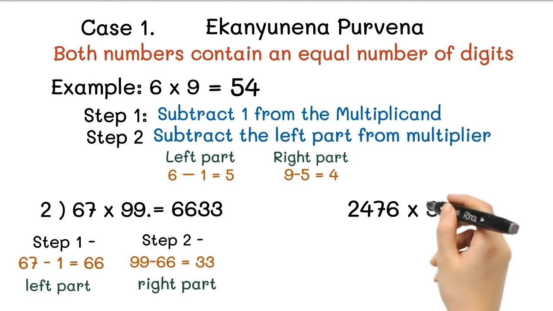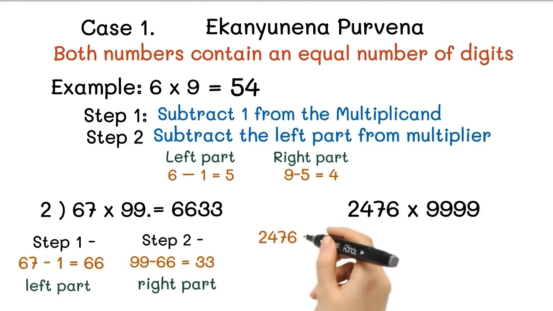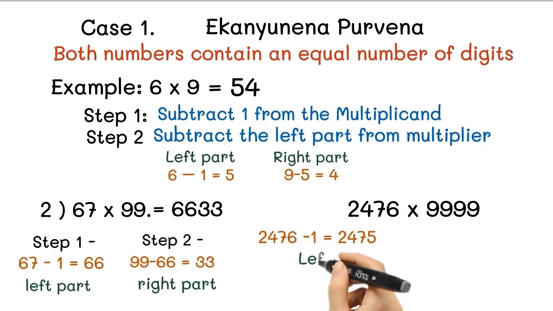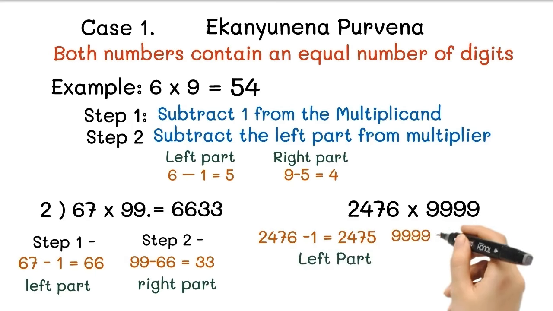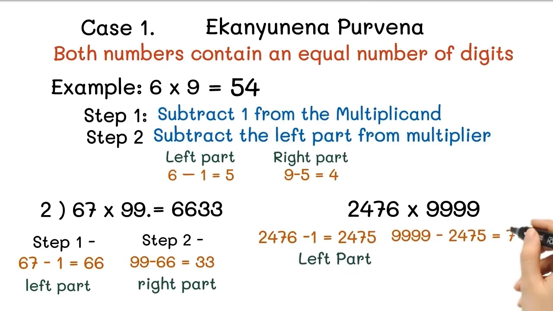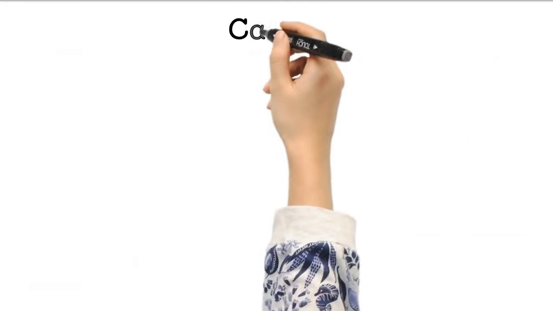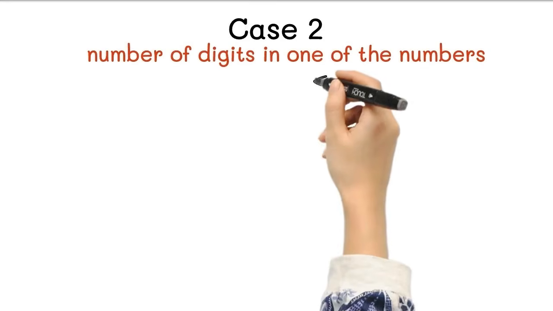Similarly, 2,476 by 9,999 equals 2,476 minus 1 equals 2,475, left part of the answer, and 9,999 minus 2,475 equals 7,524, right part of the answer. Thus the final answer is 24,757,524. Case 2. Suppose the number of digits in one of the numbers is smaller than the count of 9s in the second number.